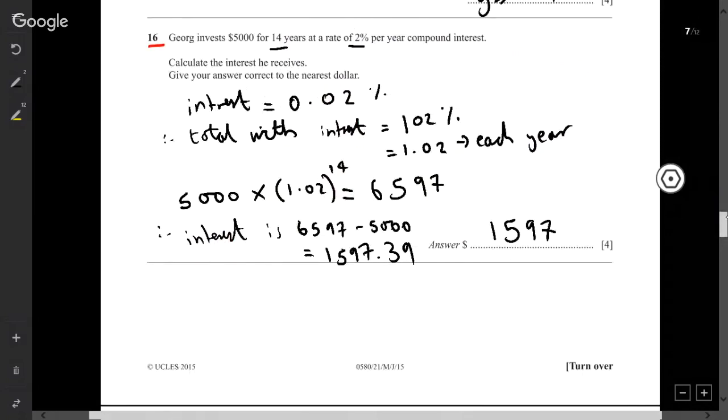16. George invests $5,000 for 14 years at a rate of 2% per year compound interest. Calculate the interest he receives. Give your answer correct to the nearest dollar.